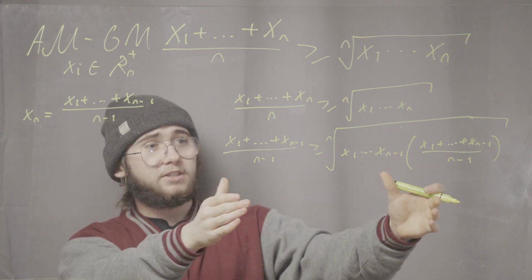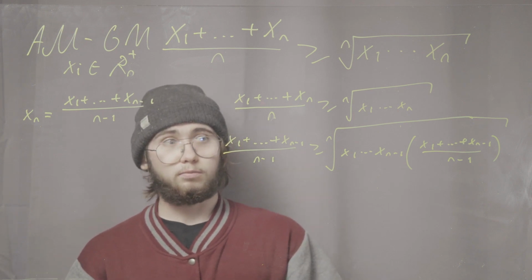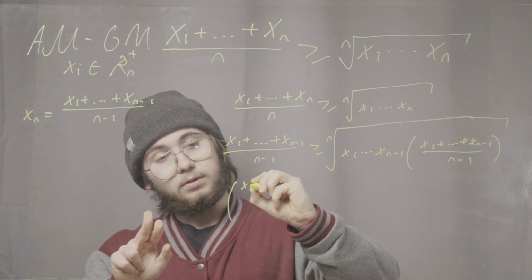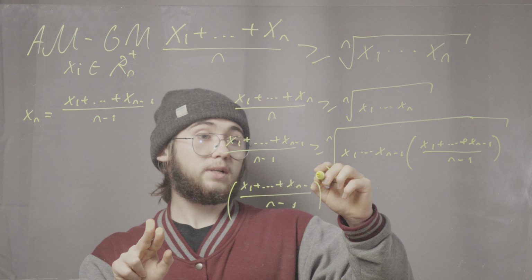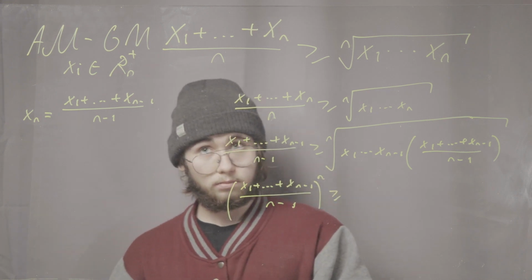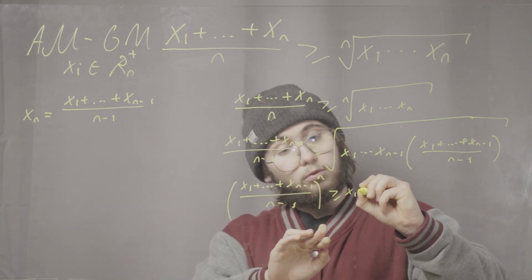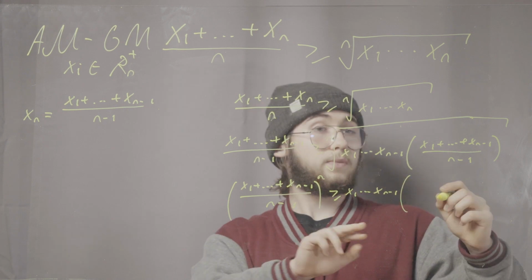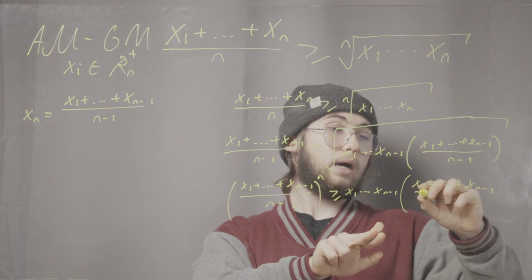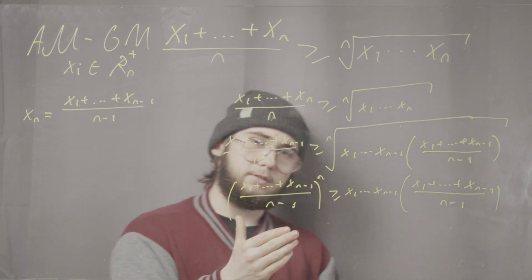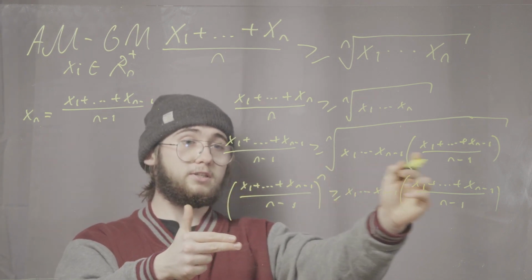Because now I can just raise both sides of this inequality to the nth power, and what am I going to be left with? Well, the left hand side is just the arithmetic mean of those n minus 1 x's to the nth power, and the right hand side is the product of the first n minus 1 numbers multiplied by the arithmetic mean. But those two are the same. The only difference is that this one is raised to the nth power. You probably can see this n properly, can you?